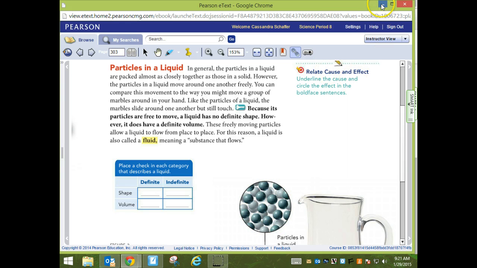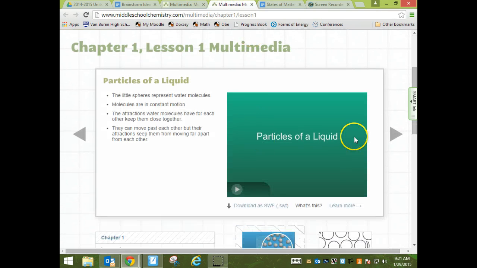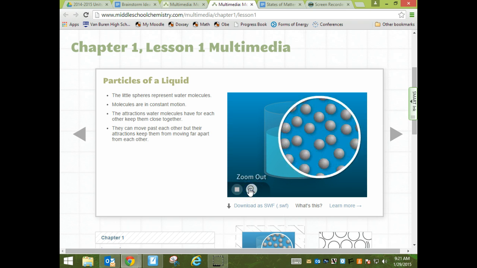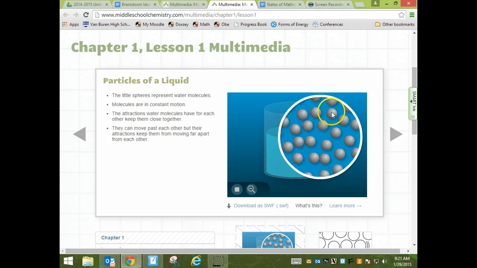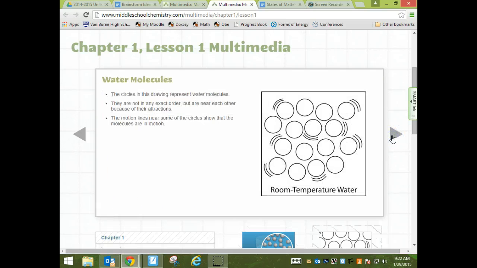And I have a better picture to show you. It's kind of a video. The little spheres that you're going to see represent water molecules. The molecules are in constant motion. The attraction the water molecules have for each other keeps them close together. So they can move past each other, but their attractions keep them from moving far apart from one another. So here's our liquid, our water, when we zoom in. See how they're actually moving around, so they can move past one another, but they still stay somewhat close together.